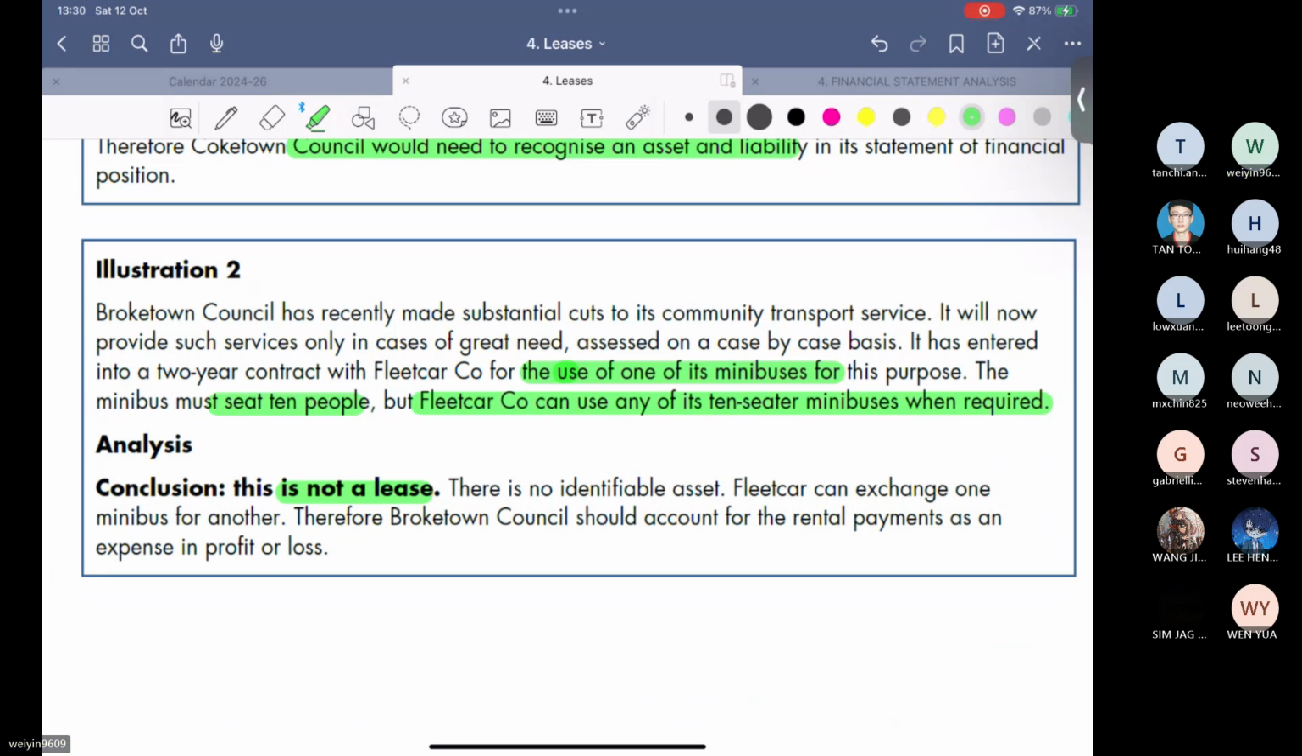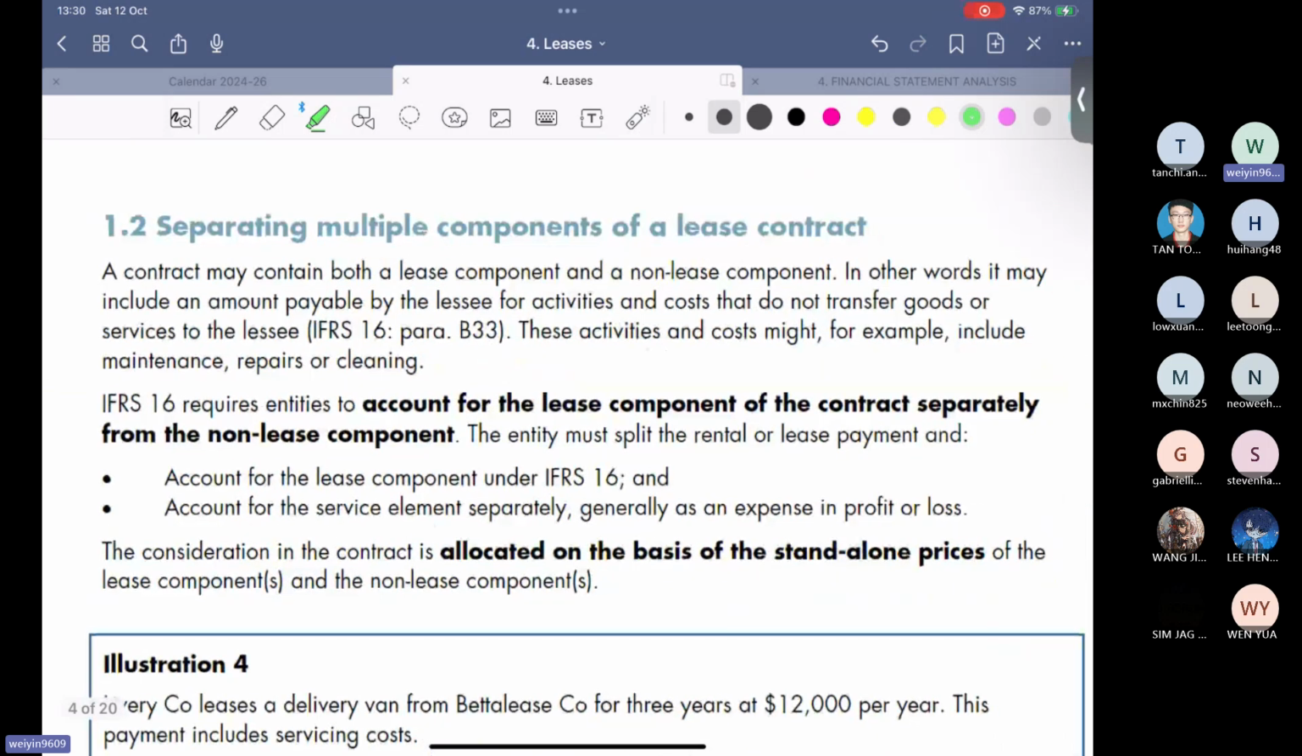Okay, and then we look at the second one: separating multiple components of the lease contract. This is how you look at the lease. Some contracts may contain both a lease component and a non-lease component. In other words, it can include the amount payable by lessees for activities and costs that do not transfer goods or services to the lessee. These activities and costs might include, for example, maintenance, repairing, and cleaning.